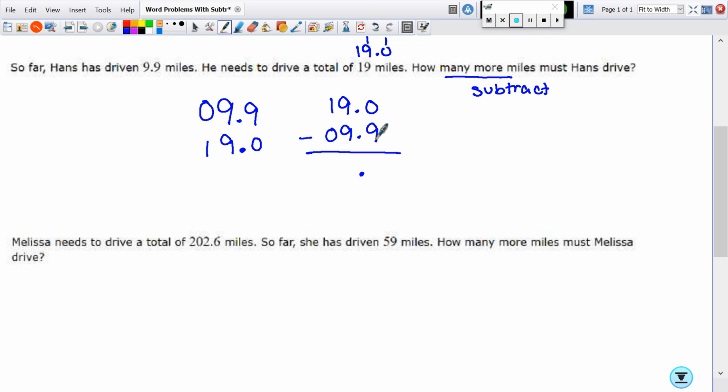Okay, we can't do 0 from 9, so you've got to borrow 1 from the 9, make it an 8, and carry the 1. 10 take away 9 is 1. You can't do 8 take away 9, so you've got to borrow from the 1. 18 take away 9 is 9. So he's got to drive 9.1 more miles.